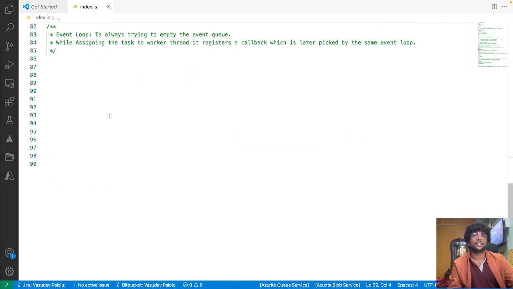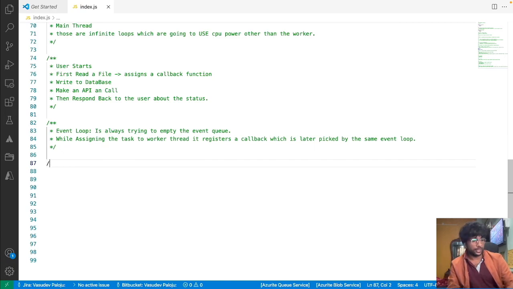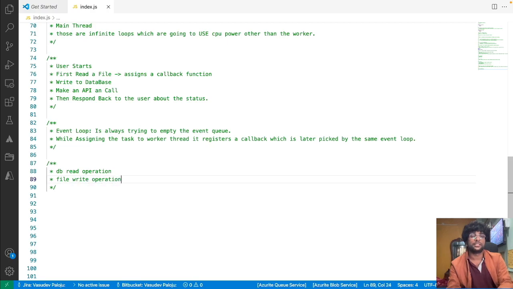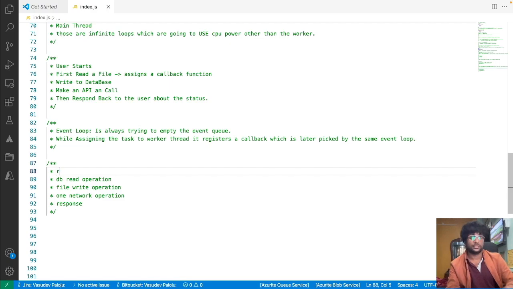Let's say a web API call has one DB insertion, or maybe one DB read operation, one file write operation, one network operation, and then the response. Request and response.